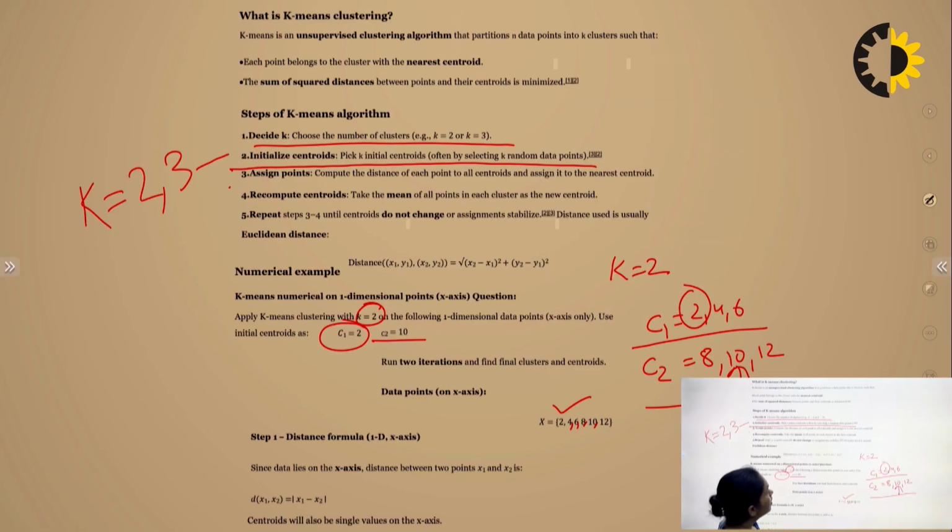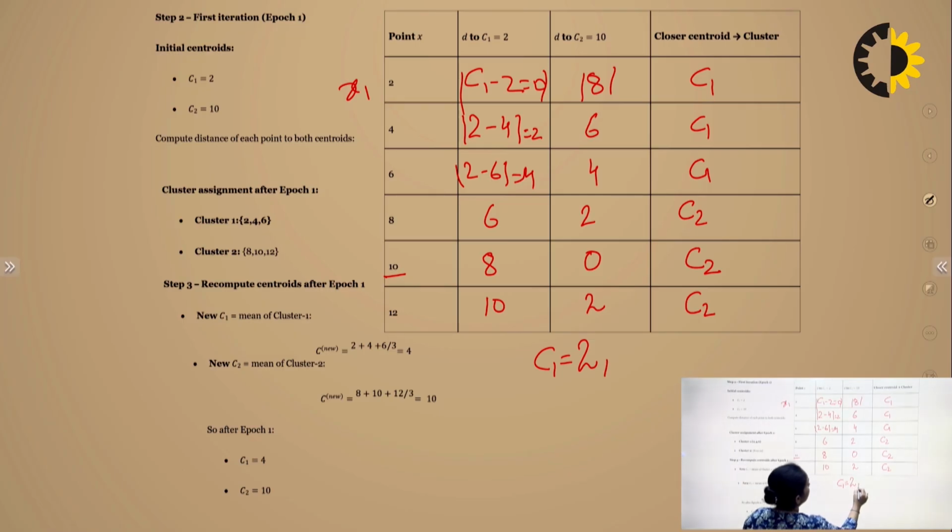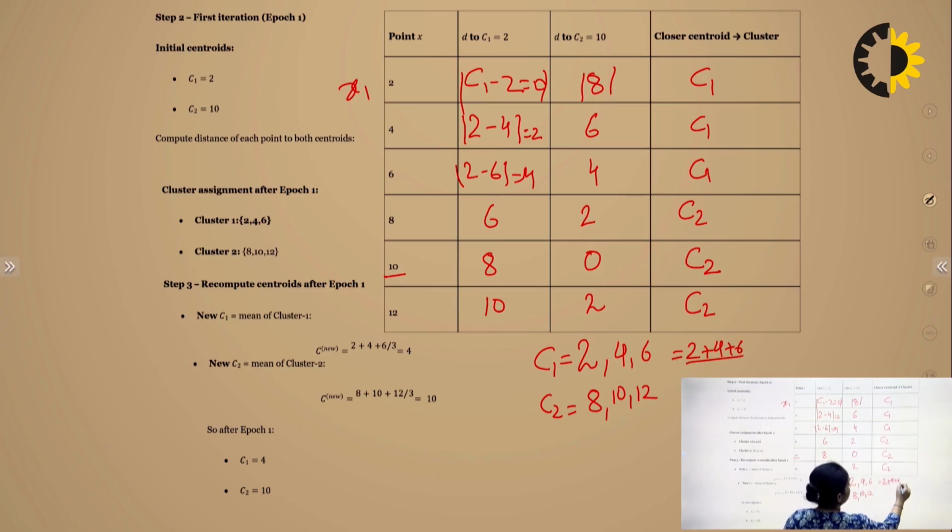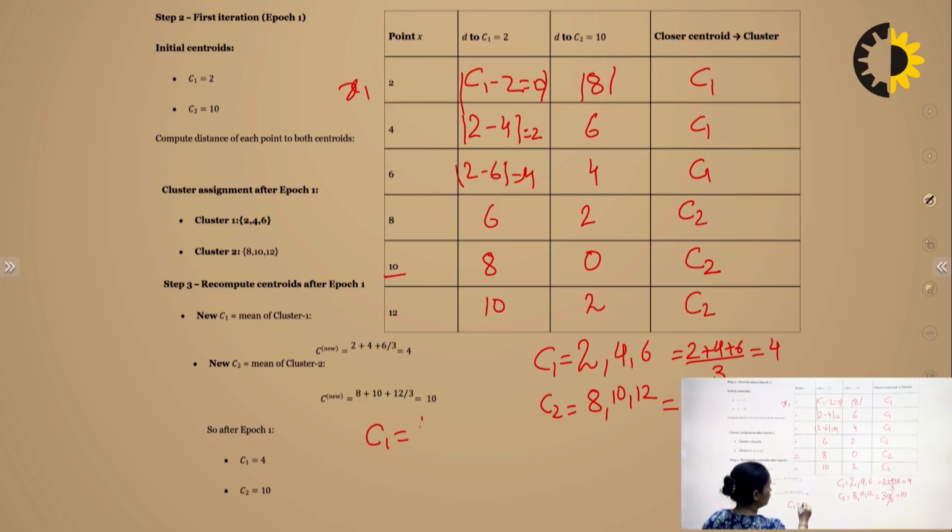We will go here. In C1 we have 2, 4 and 6. In C2 it is 8, 10 and 12. We will take the mean of it. We will add them, 2 plus 4 plus 6 divided by 3, which is equal to 4. And here 30 divided by 3 is 10. So our updated cluster centroids are C1 equals 4 and C2 equals 10. These are the updated centroids.